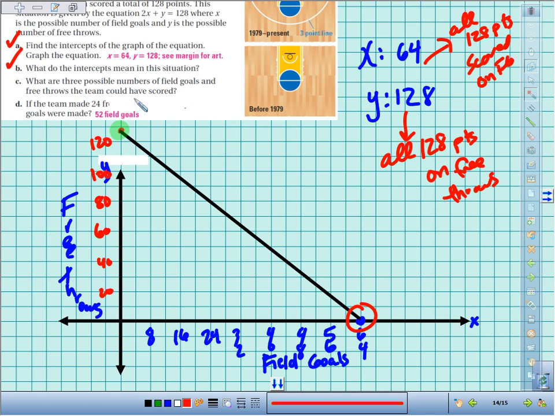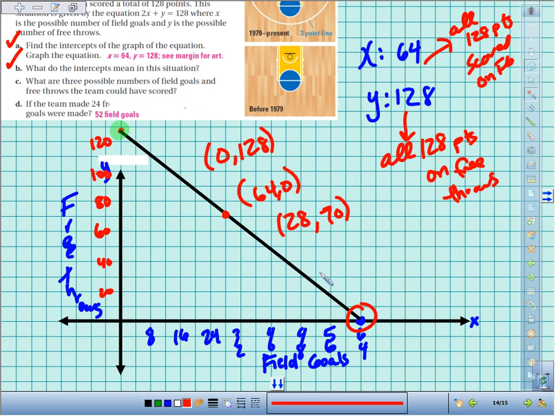Part C, what are 3 possible numbers of field goals and free throws the team could have scored? Well, we already listed a couple. No field goals, 128 free throws, 64 field goals and no free throws. And then let's just try to pick out one other nice combination. Now my graph might not be perfect, but we can estimate it at least. We could say about, it looks like 28 field goals and 70 free throws. I think that'd be fairly close. Might be a little off, but you know, we get the idea.